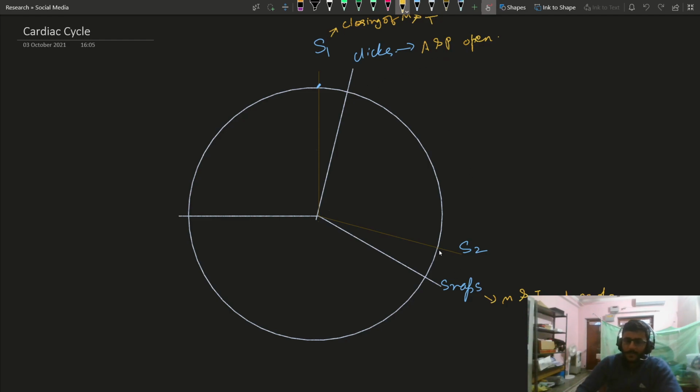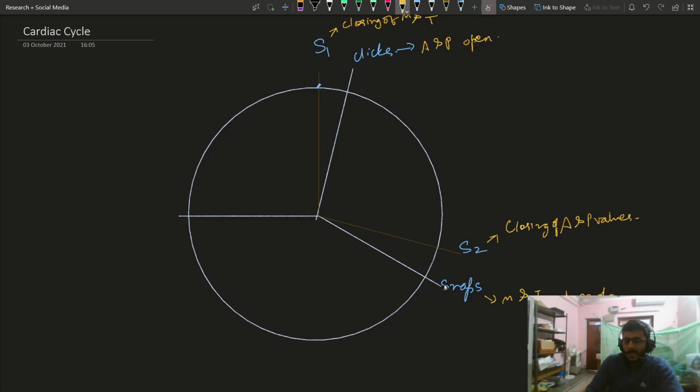Then after a while, when the systolic period is complete, the heart starts to relax, and first S2 is heard. What is the S2 sound? It is the closing of aortic and pulmonary valve. Closing of A and P valves.